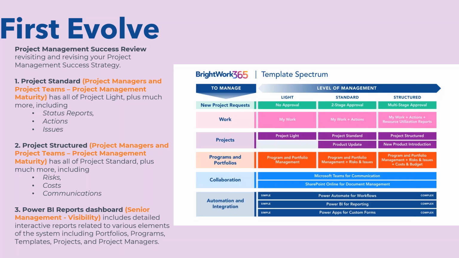So number 1 and 2 could be 2 new templates, which we'll see in a minute. A project standard and a project structured. And you, of course, can label these very differently. The idea, as you can see on the right-hand side of this deck, is the level of management: light, standard, structured, and the different templates available within BrightWork 365 to manage work, projects, programs, and so on.